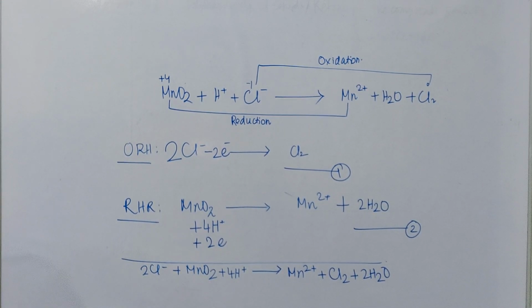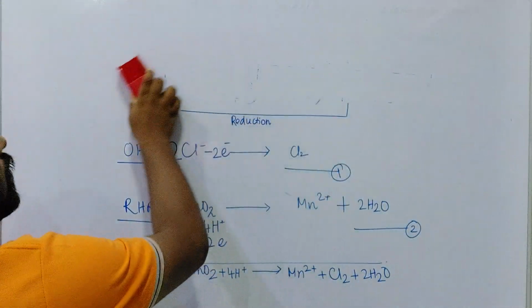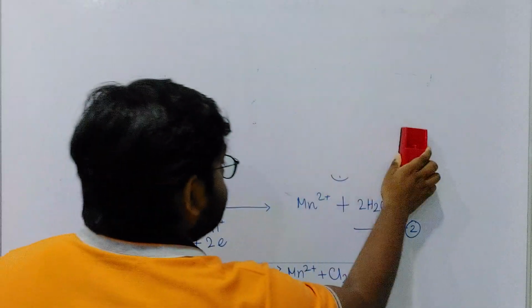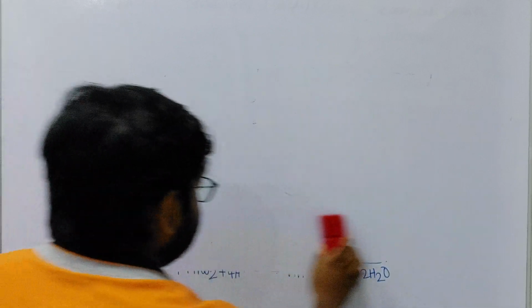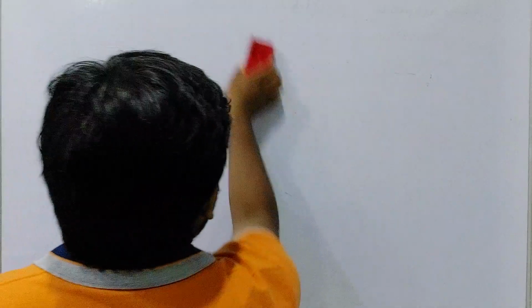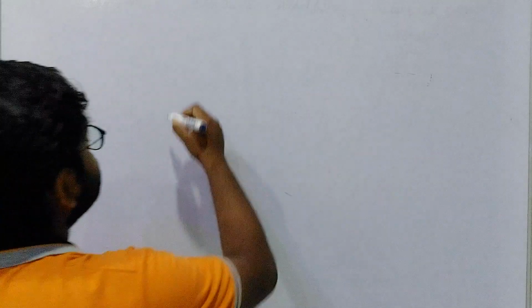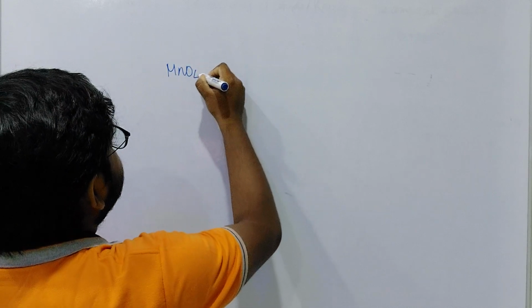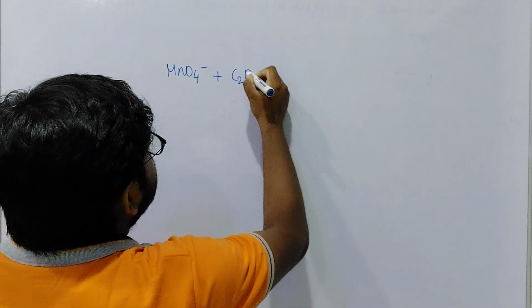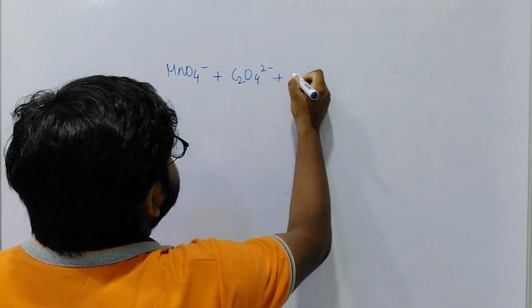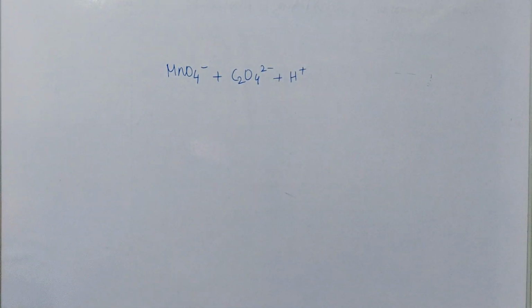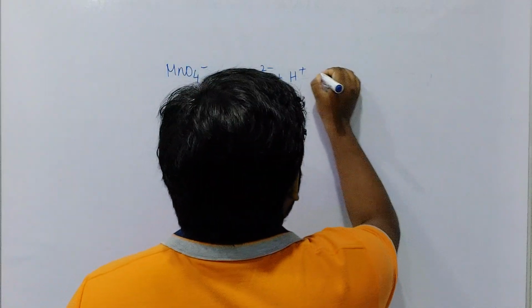The next equation that we are going to balance is this one. Let's take another equation, and it is this one. MnO4 minus, which is permanganate, plus C2O4 2 minus, this is called oxalate, plus H plus will give us Mn2 plus, carbon dioxide and water.